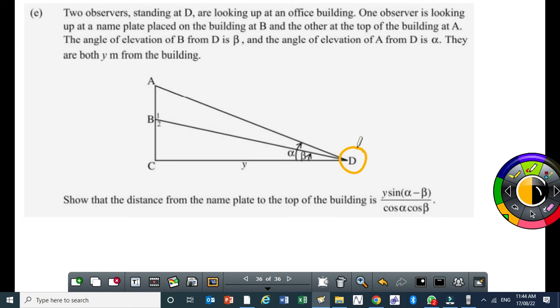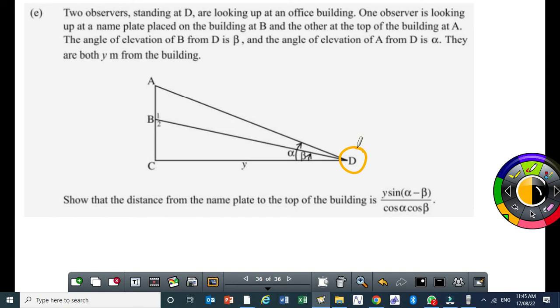Two observers standing at D are looking up at an office. It's like me standing in front of you, looking at those lights. I've got my horizontal plane, then my line of sight. The angle between the horizontal plane and my line of sight is the angle of elevation. One observer is looking up at a name placed on the building at B, one is looking at B here, the other at the top of the building.